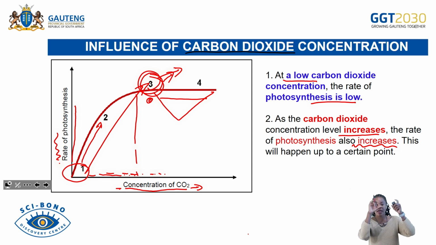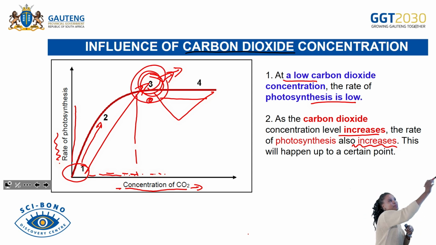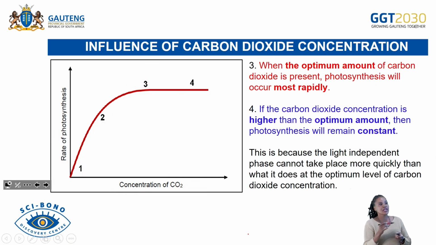After that certain point, the rate of photosynthesis will remain the same, because now the carbon dioxide is exceeding the certain point, or the optimum amount, which is 3 in this instance. I am not saying every time the concentration of carbon dioxide will be 1, 2, or 3, but looking at the graph that we are given here, the optimum will be 3. So it will increase up to 3, and above 3 the rate of photosynthesis will always remain constant.